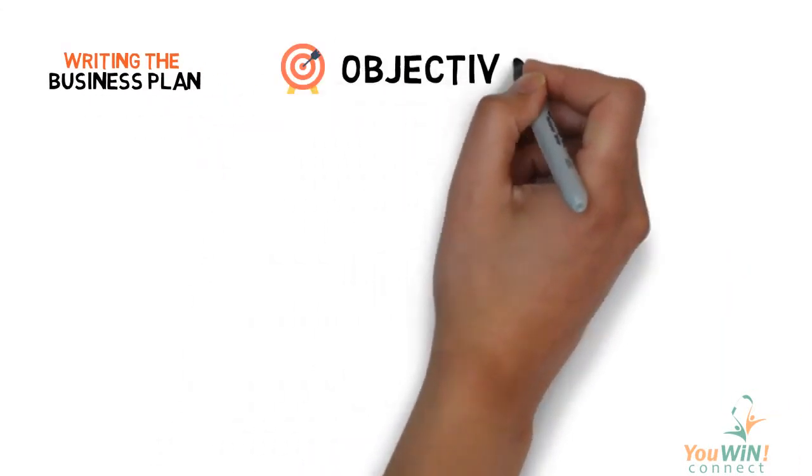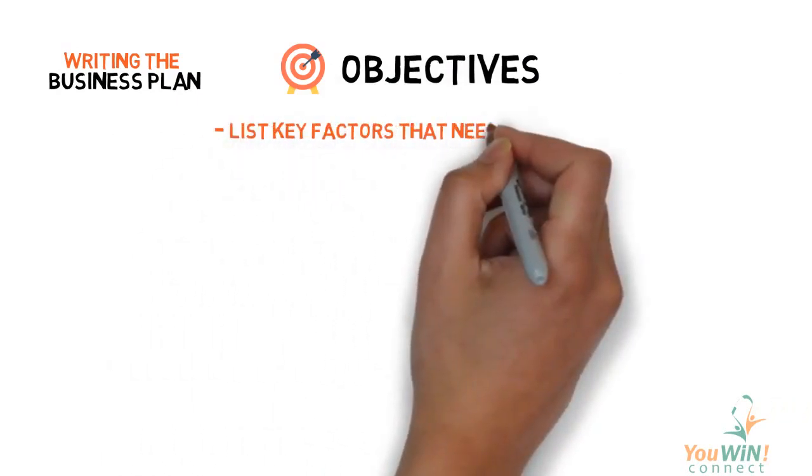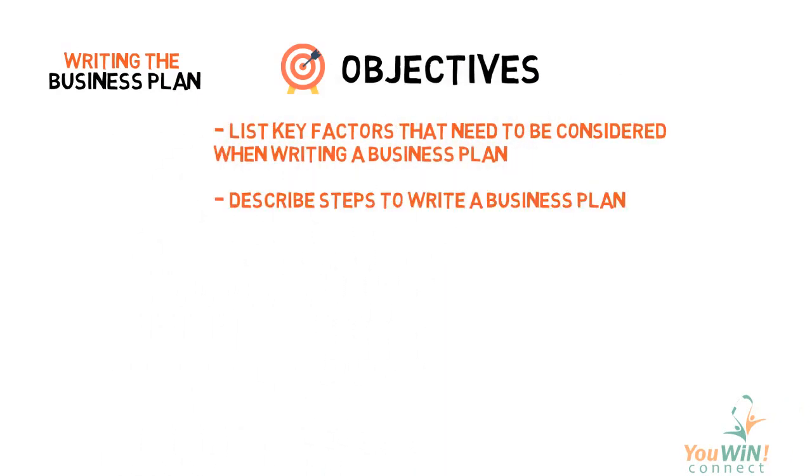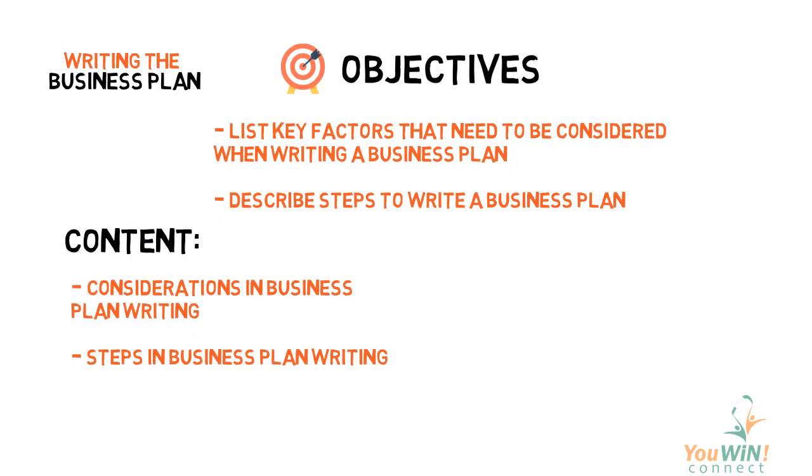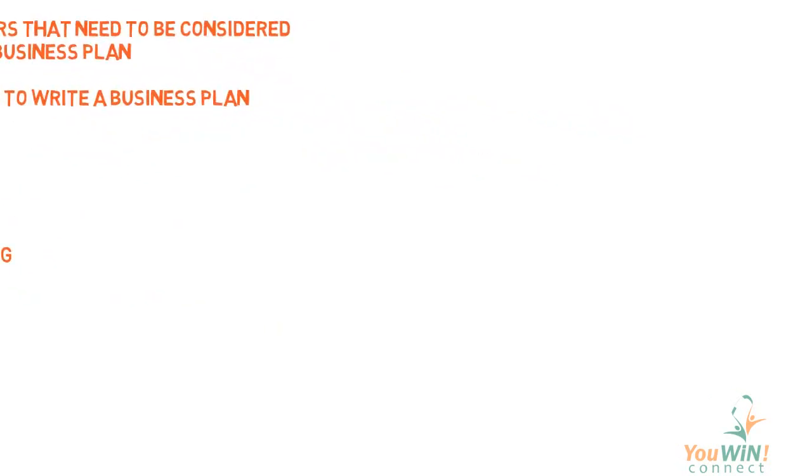The objectives of this are for us to be able to list the key factors that need to be considered when writing a business plan, and of course be able to describe the steps to write the business plan. In terms of content, we'll note the considerations in business plan writing, and then also steps in business plan writing.